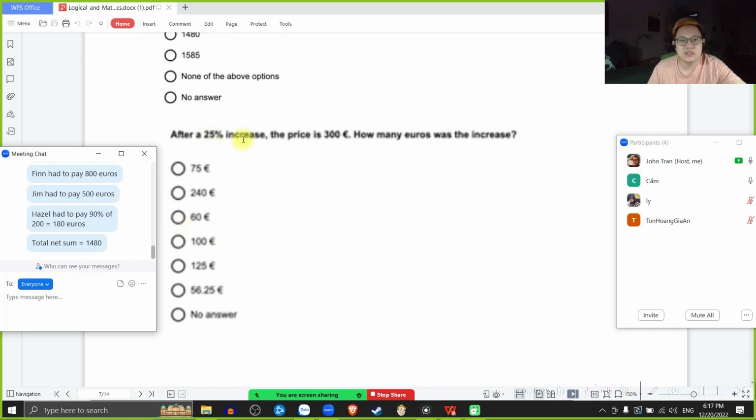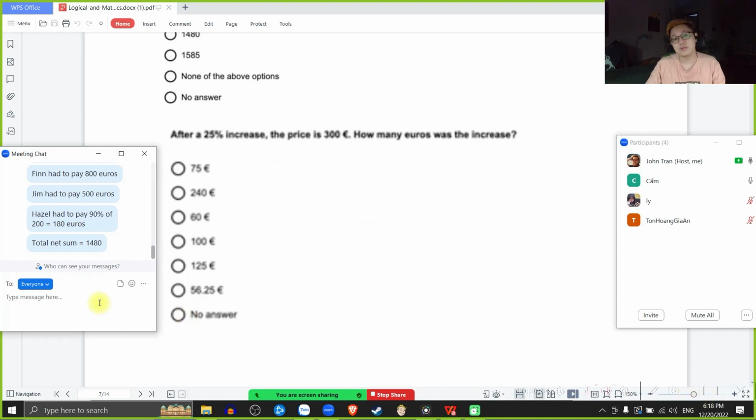So after a 20% increase, increase is a noun. After a 25% increase, the price is 300 euro. How many euro was the increase? Sau một cái sự gia tăng giá là 25%, thì cái giá là 300 euro. Thì nó hỏi cái sự gia tăng giá đó tương xứng bao nhiêu euro? Be careful, this one is not an easy question. Okay, you said 60, right?